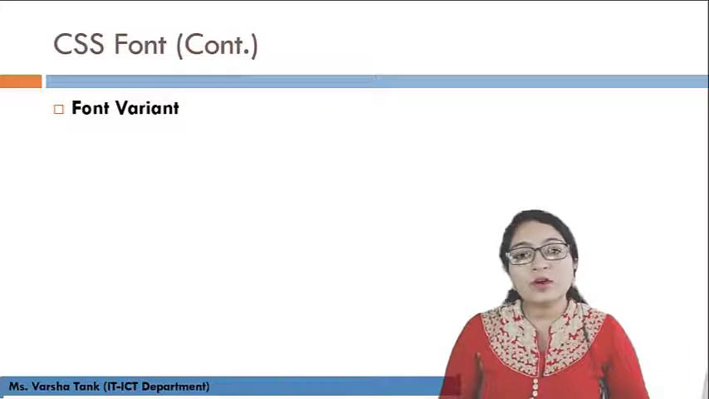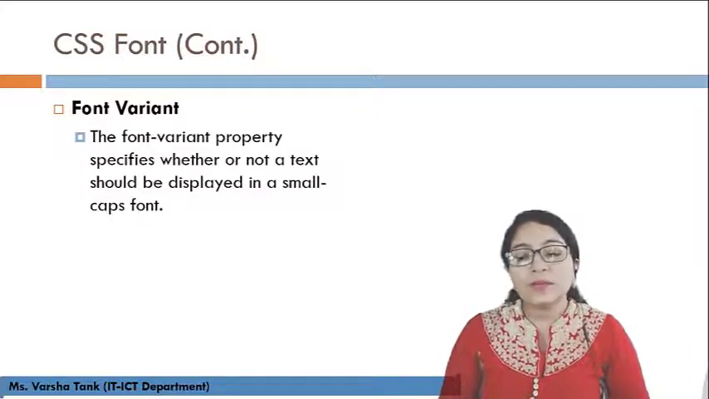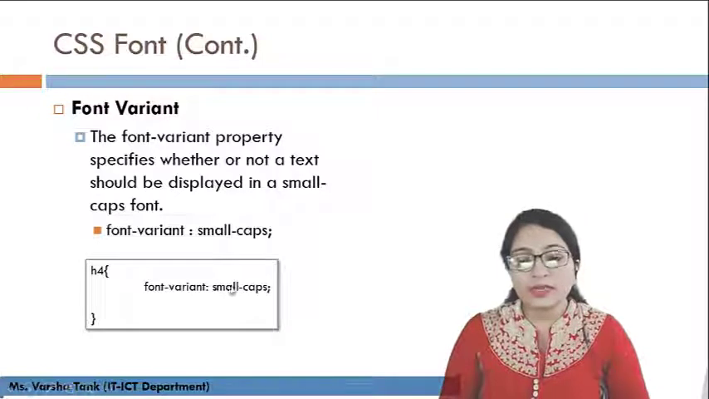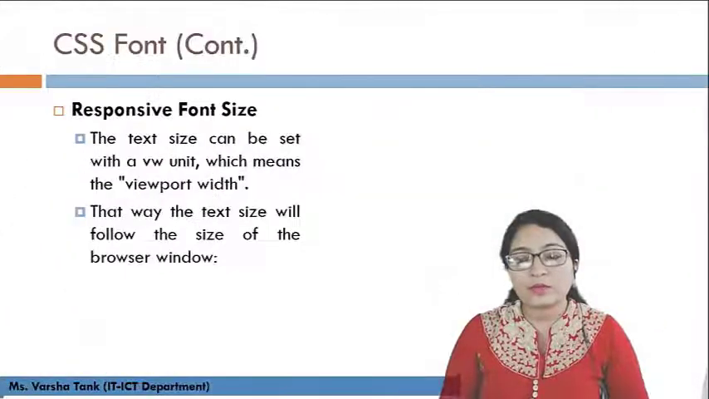Then the next one is the font variant. The font-variant property specifies whether or not a text should be displayed in a small caps font. So you can write font-variant: small-caps, and it will be displayed in small capital letters.